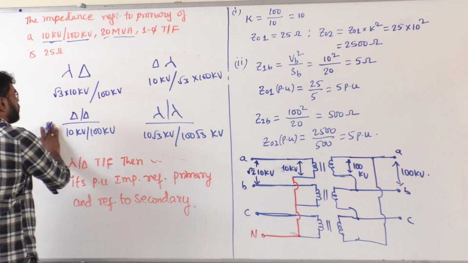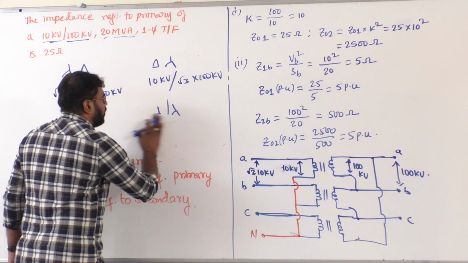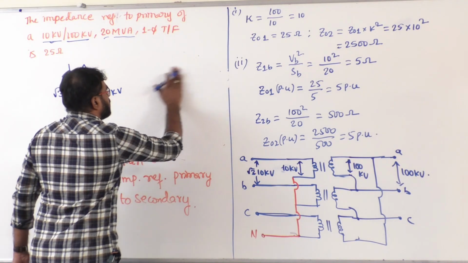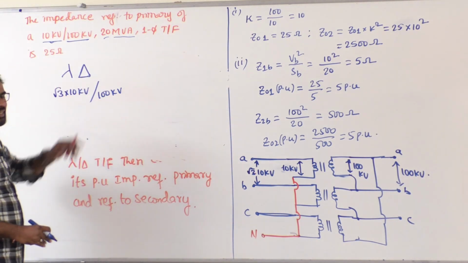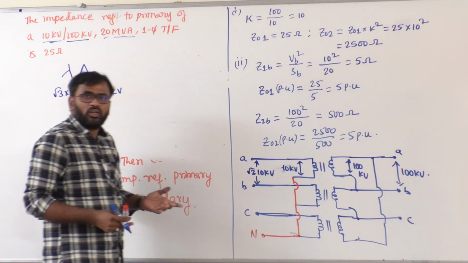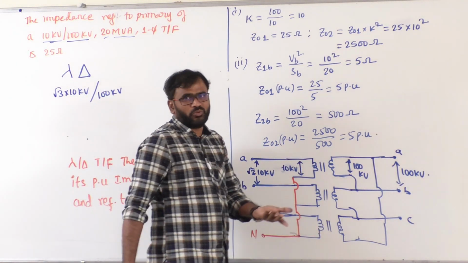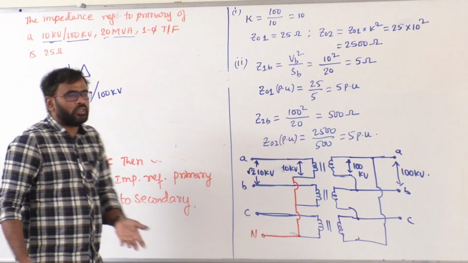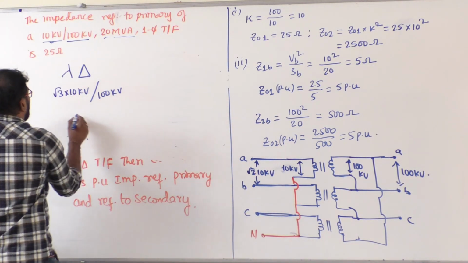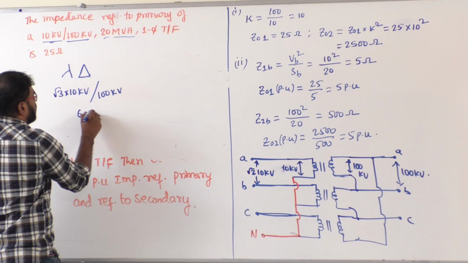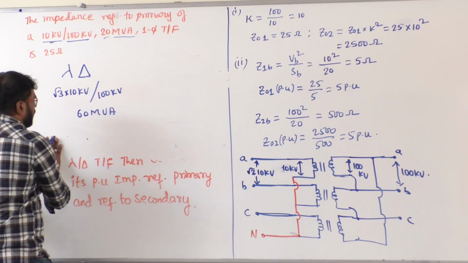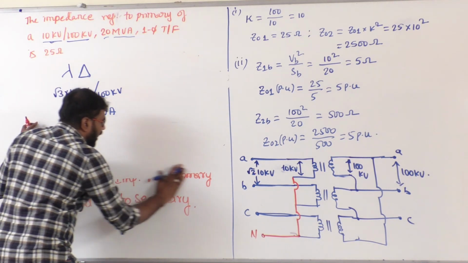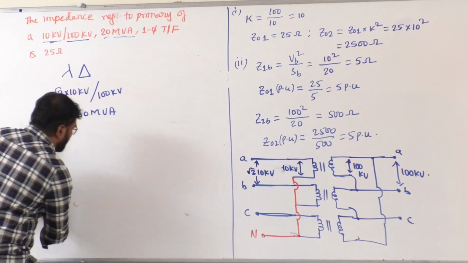But anyway, it is a star-delta transformer now. So these are the voltage ratings. And what about the power rating? The power rating will be 3 times, because per phase power is x megawatt, which means three-phase power will be 3x. So what is the MVA rating now? It's not 20 MVA, it is 60 MVA. Okay, clear?